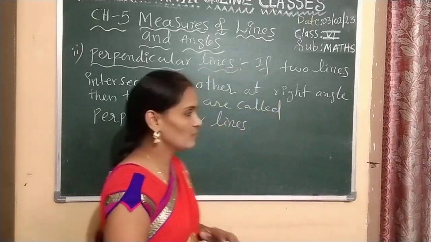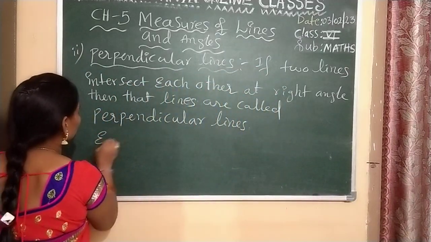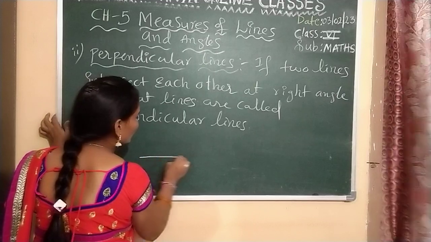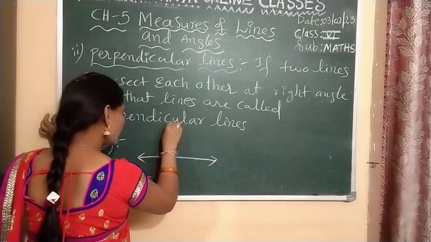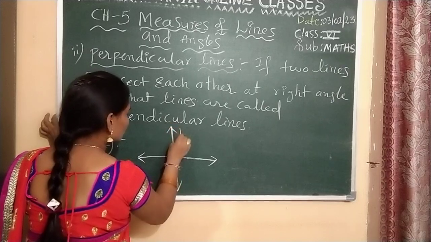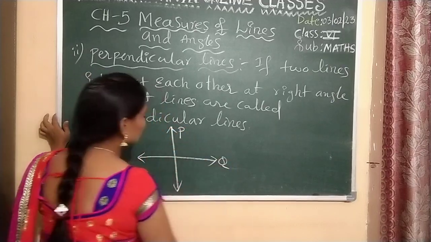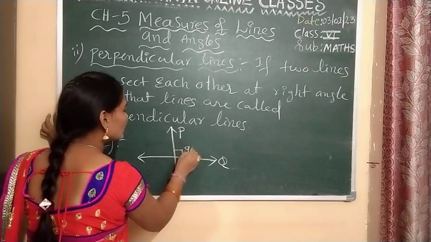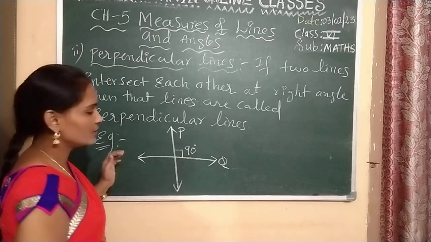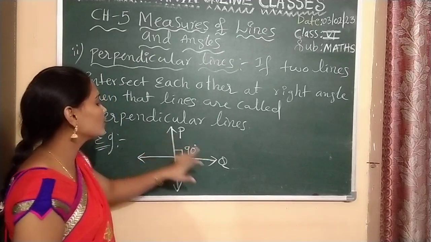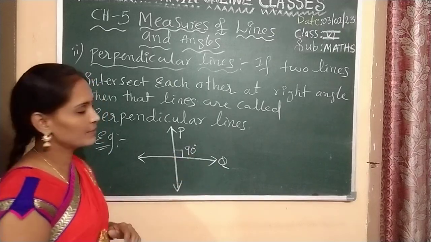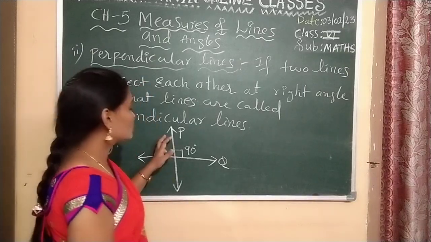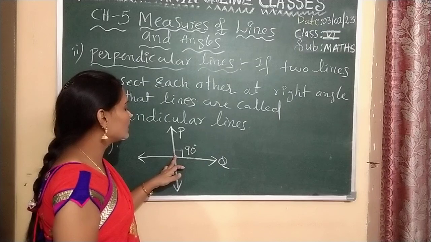What is the example for that? Suppose I am taking lines P and Q. See, this is line Q, this is line P. These lines P and Q intersect each other at a right angle, 90 degrees. Then P and Q are perpendicular lines. Why are they perpendicular? Because these two are intersecting at a right angle.